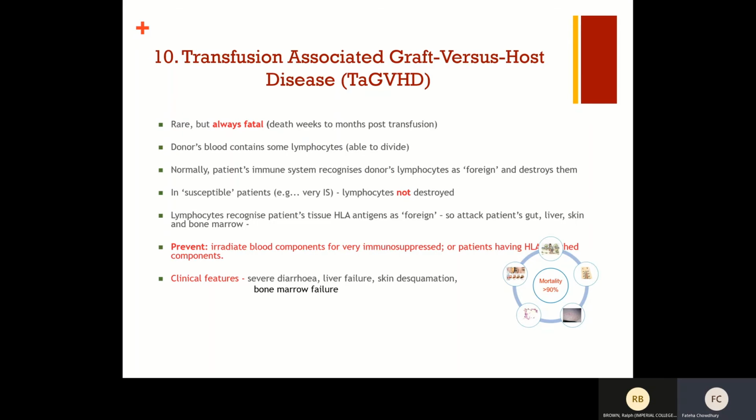So this slide is about transfusion-associated graft-versus-host disease, which we don't see very often now, but it's a condition which is basically 90+% mortality, and can present with severe diarrhea, liver failure, skin rashes or discoloration, or bone marrow failure. And really the prevention of this condition is making sure that we give irradiated components to those patients who are very immunosuppressed, or those patients having HLA matched components.